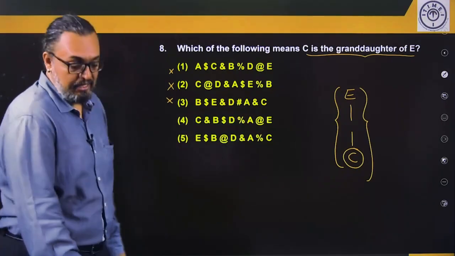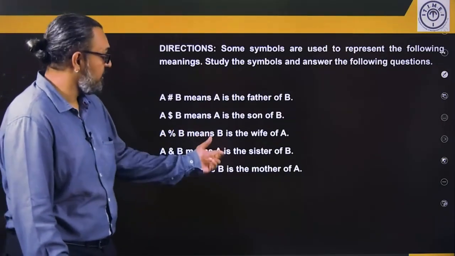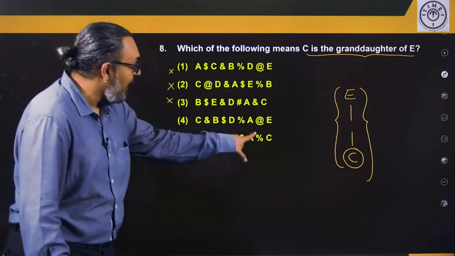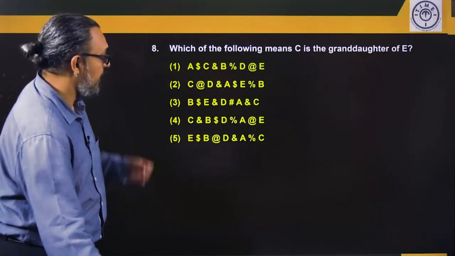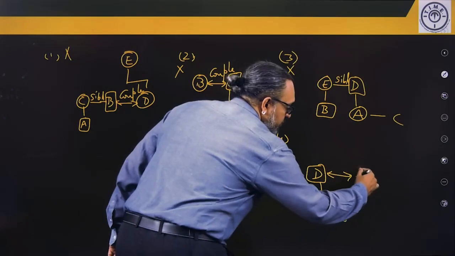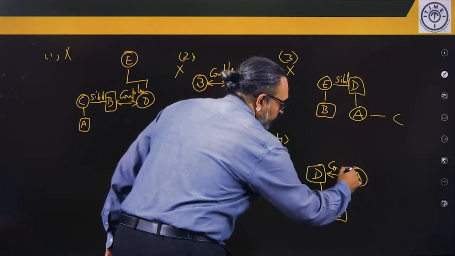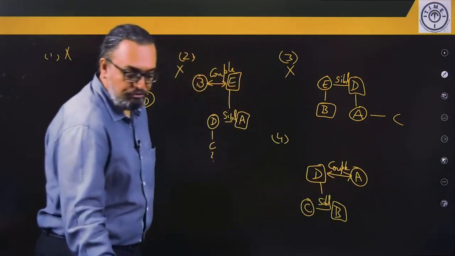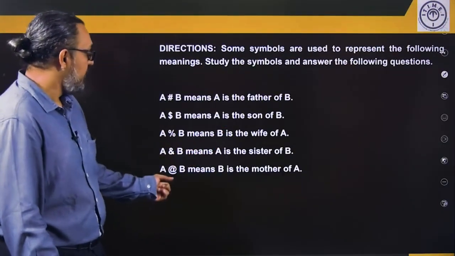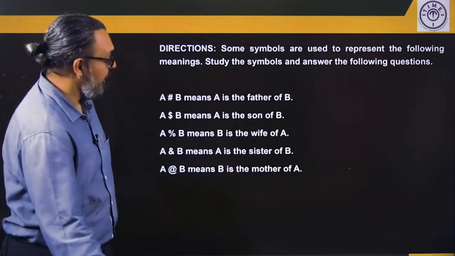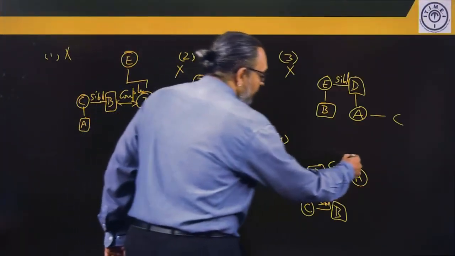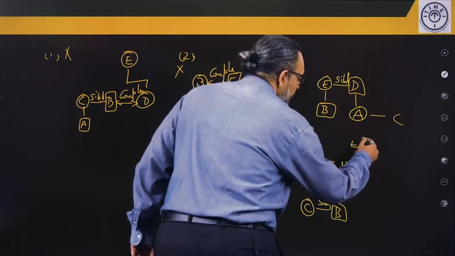D percentage A. Now what does percentage mean? In the reverse direction, wife. So A is a wife of D. So D will be a husband to A. So they are a couple. Got it. And then finally, what do we have? A at the rate E. What does at the rate mean? Reverse, mother. In the reverse I have to take mother. Means E is a mother to A. So we have E is a mother to A.